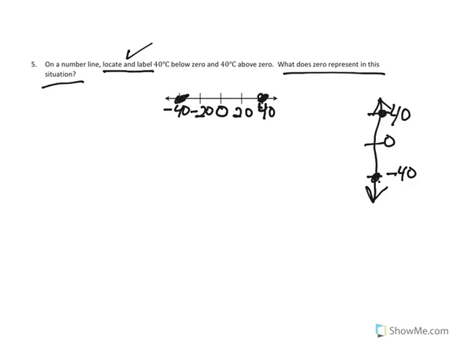What did we talk about before when we had this situation? What does 0 represent? Well, hopefully you remember that 0 represents 0 degrees Celsius. And if you didn't know how to spell Celsius, that's fine if you just put the capital C.